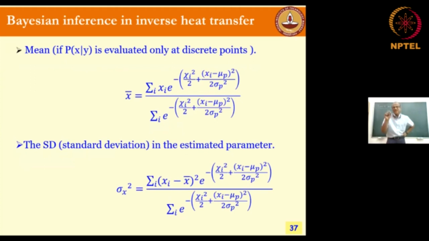Suppose your sample xi is mu p itself, then the second term will be 0 in that e to the power of minus. So you will get the highest probability if your sample is the mean of the prior. If the sample is away from the mean, even though e to the power of minus chi square by 2 is small, you will be penalized if you go far away from the mean. So the prior will influence your X bar.